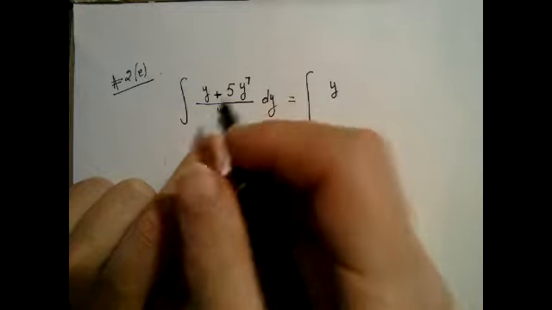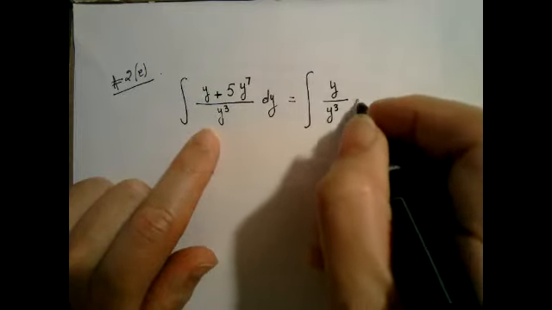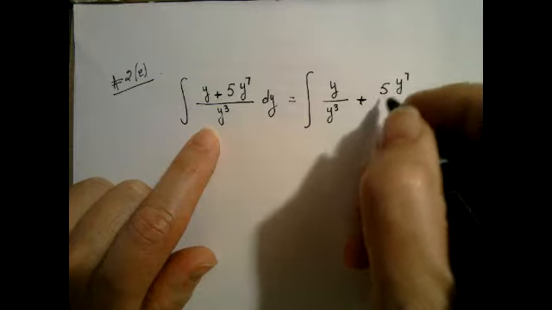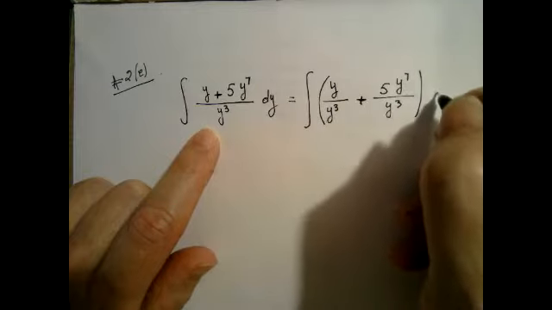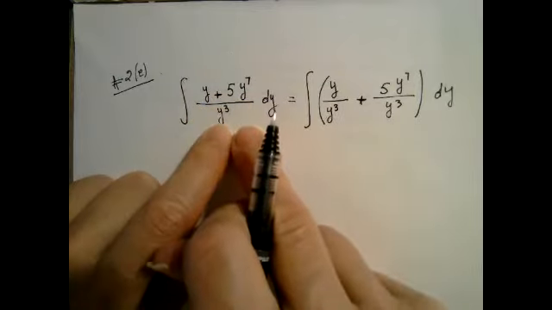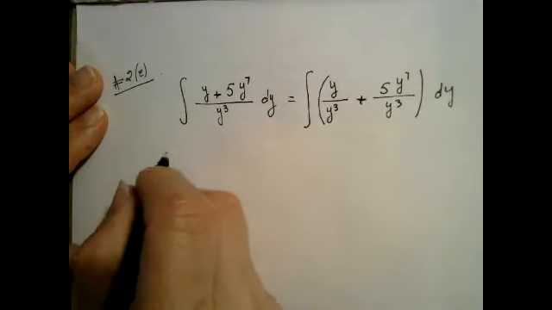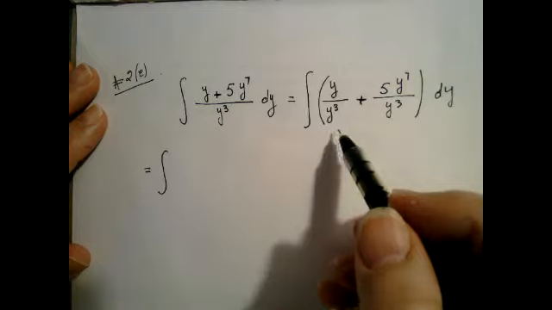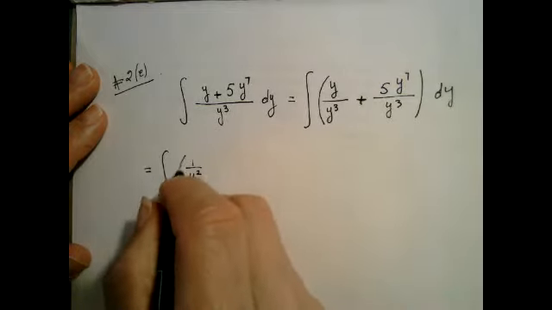So your classmate is suggesting y over y to the power 3, rewrite it like this, plus 5y to the 7 over y to the power 3. It's an operation which is absolutely correct. We can split the numerator, we cannot split the denominator. So far, so good. Y over y to the power three is one over y squared.